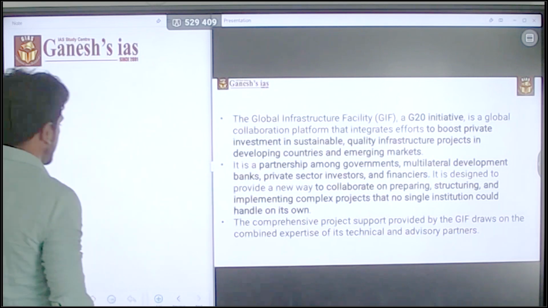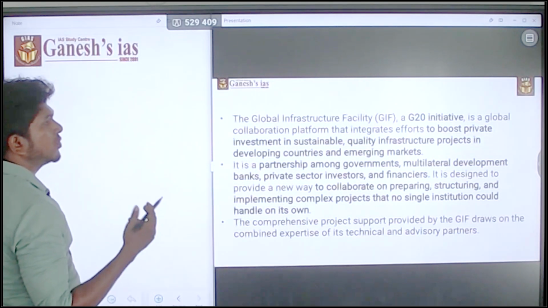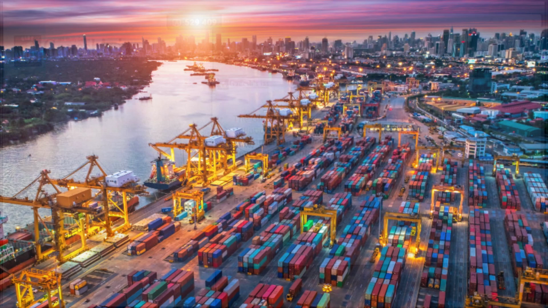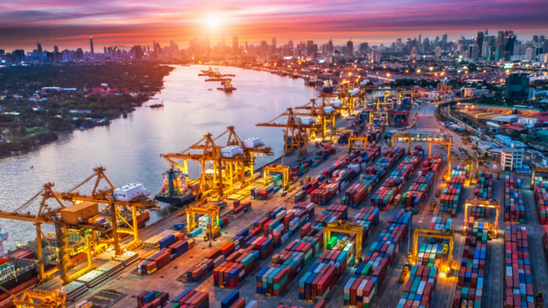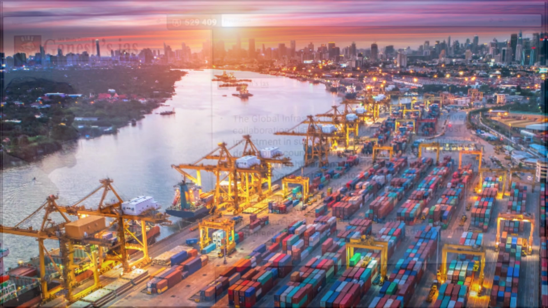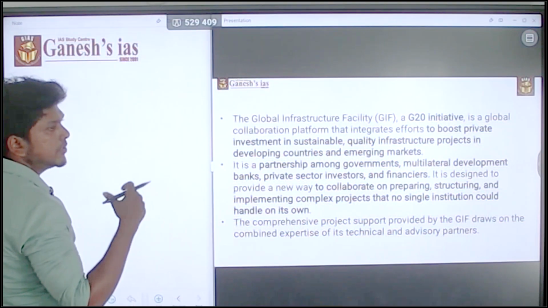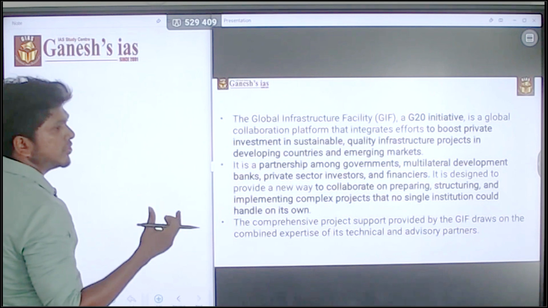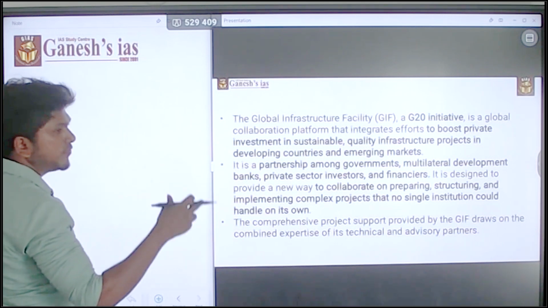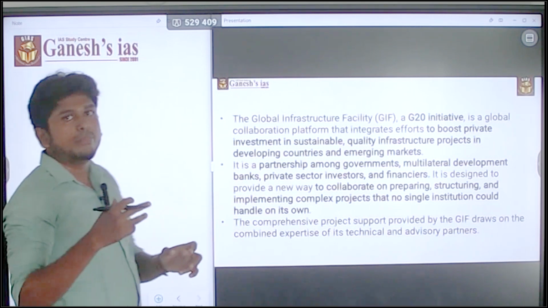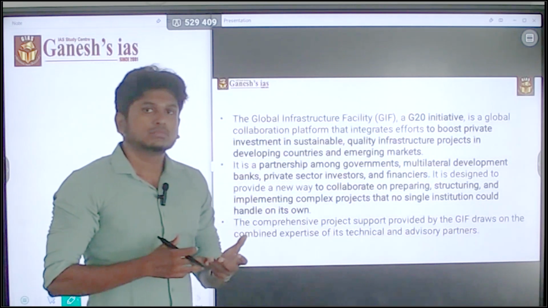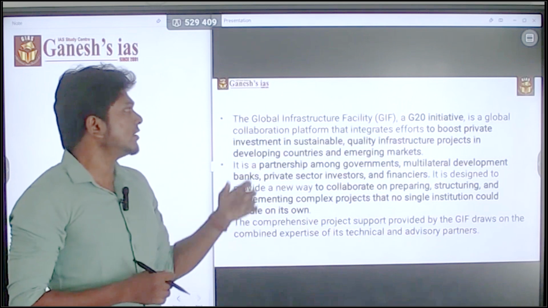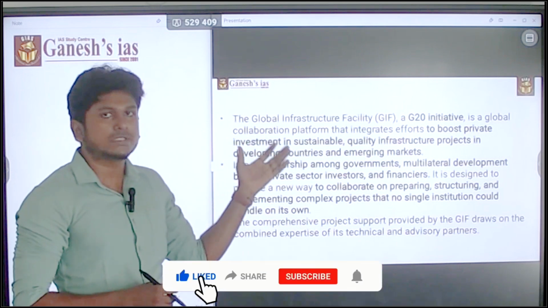Which means, consider any country, say India. India has a plan of creating a large port facility, but they don't have that much fund for it. Even the private sector is not ready to spend that much amount. In such a scenario, how will you create that infrastructure and make the economy grow? For that only they created this Global Infrastructure Facility.